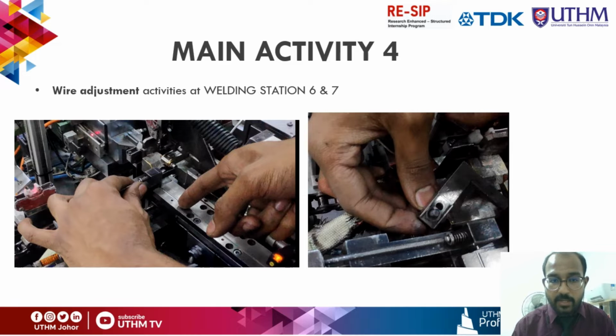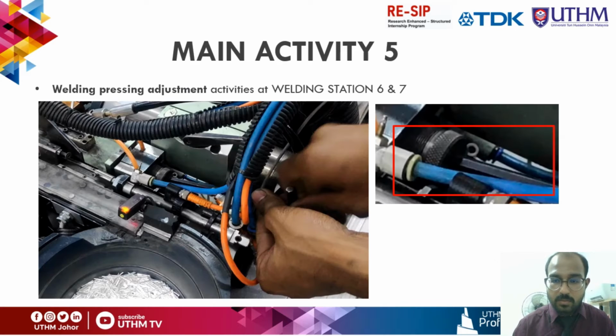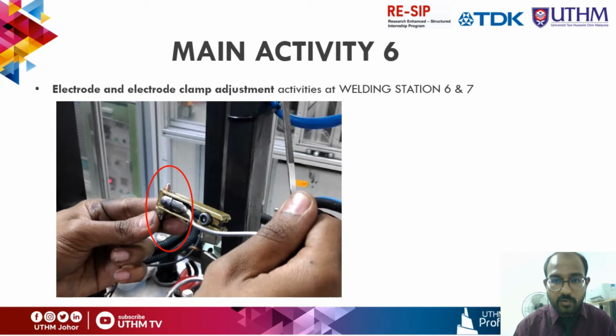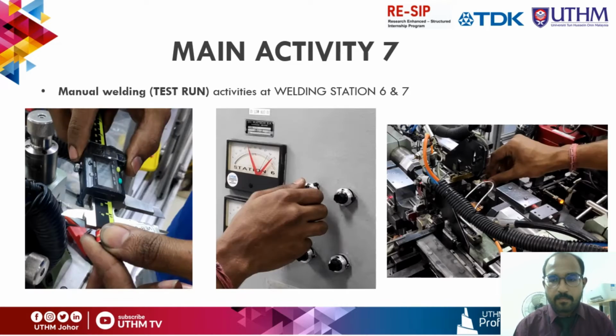Main activity 4 is the wire adjustment activities. The wire from the vibrating ball will go through the wire clamp. Main activity 5 is the welding pressing adjustment. This should be done because, as I mentioned before, each product needs a different pressure of welding. Moving on to main activity 6, it is about the adjustment of the electrode and electrode clamp, where the electrode and electrode clamp should be perpendicular to each other.